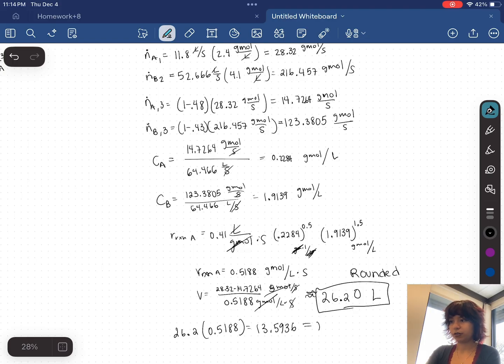Our assumptions are: we are at steady state. This is an isothermal reaction. K naught is constant. We are at constant density, which means we can do V3 equals V1 plus V2. And we are in an ideal well-mixed CSTR, meaning exit concentrations are equal to reactor concentrations.